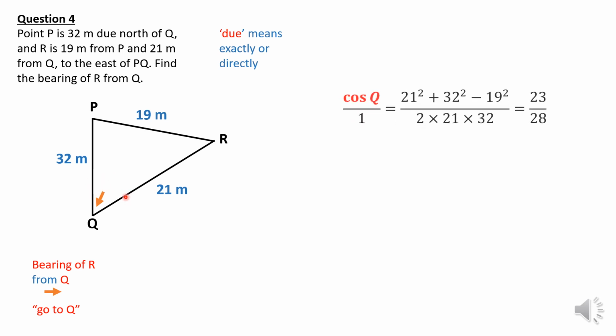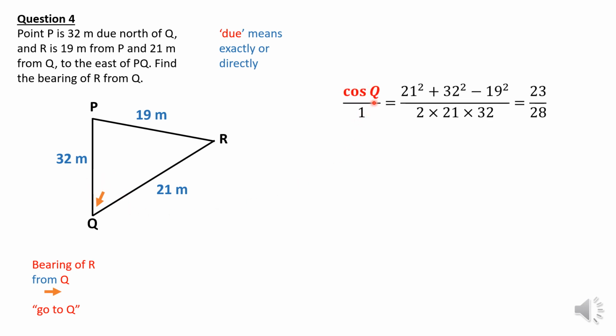So again, we use cos Q, which is equal to, that 19 squared is going to be subtracted. That's maybe the first thing you can write the moment you have something like that. And for the other ones, just add the squares, over 2 times the product of 21 times 32. Well, you're getting a positive ratio of 23 over 28, and now you have to find the inverse. Remember to grab your calculator and calculate that particular value. So angle Q, therefore, is 34.7 degrees.